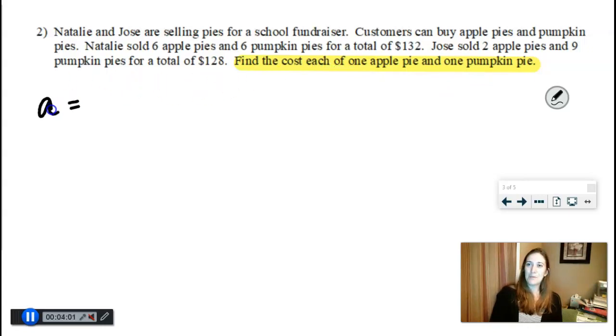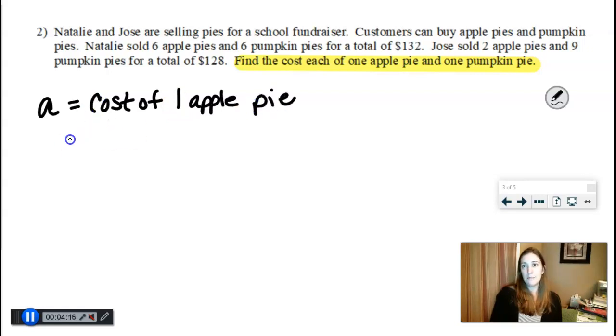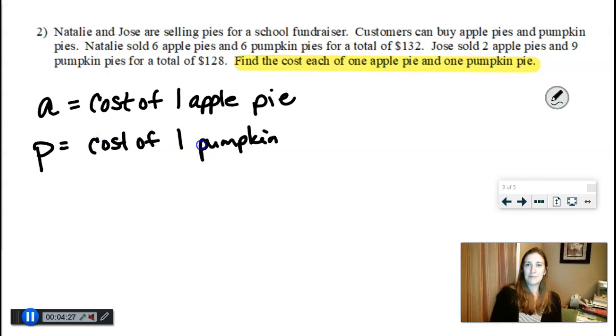So A represents, and don't just say apple pie, or definitely don't say number of apple pies, because that's not unknown. What is unknown is the cost of 1 apple pie. And then the other unknown thing is P for pumpkin pie. P is the cost of 1 pumpkin pie. So there's my variables defined.